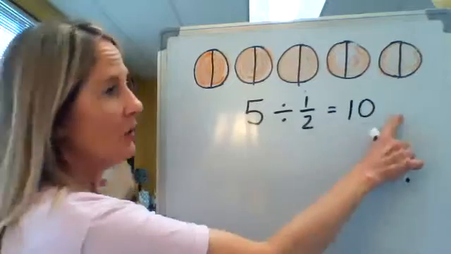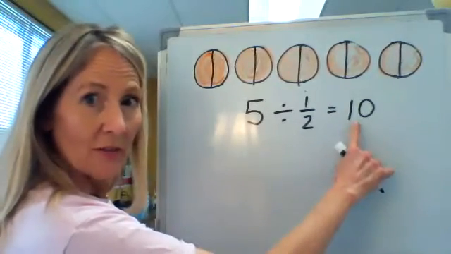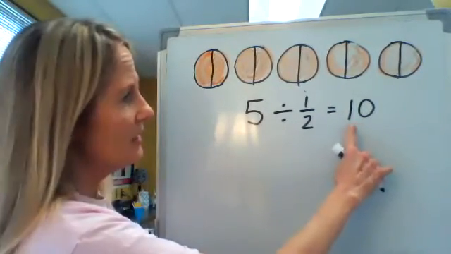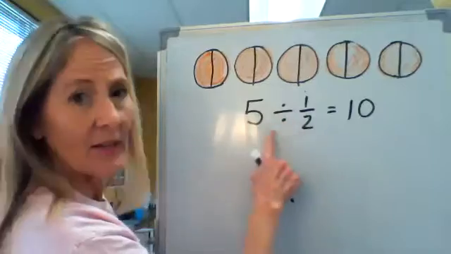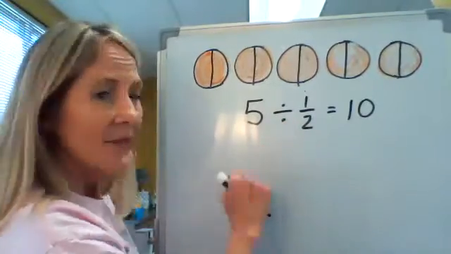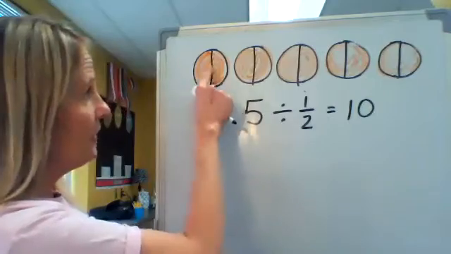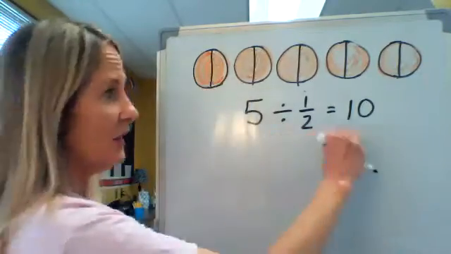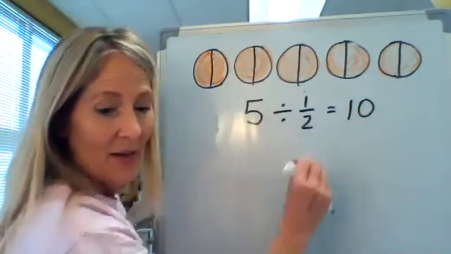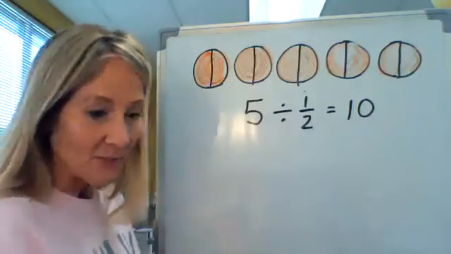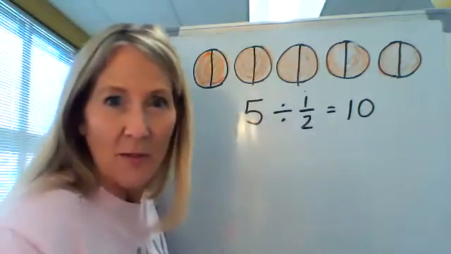Now, how come this quotient, because it's an answer to a division problem, is so much bigger than any of the other factors? Well, think about it, because each one of these wholes, the 5 wholes, were divided into fractional amounts. So there's going to be a lot more of them. So be on the lookout for that. Let's talk about a few more problems.